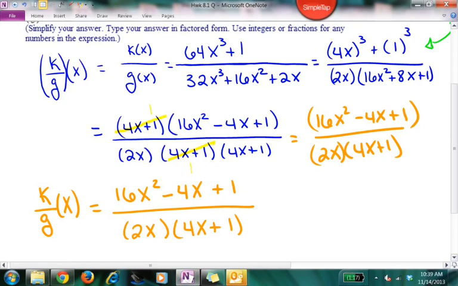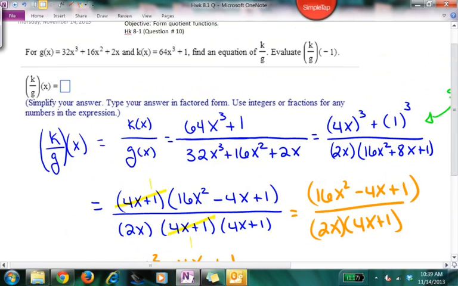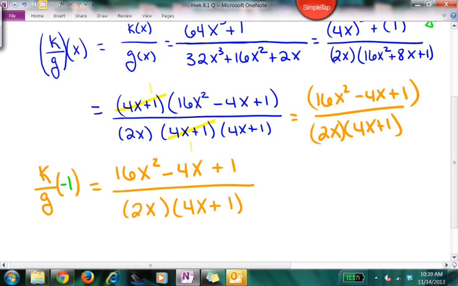Now you'll see that they also would like us to figure out what k over g of negative 1 is. So they want us to put in the value negative 1, which means we need to replace all of our x's with the input value of negative 1, and then simplify this expression.